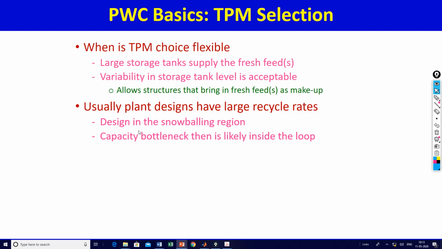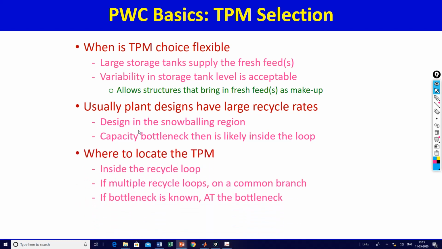Usually plant designs have large recycle rates, so the design will typically be in the snowballing region, and then capacity bottlenecks are likely to be inside the loop. And so where to locate the throughput manipulator? Typically inside the recycle loop if the location is flexible. If there are multiple recycle loops, you locate the TPM on a common branch so that flows in both the recycle loops are regulated. If the bottleneck is known, typically that bottleneck will be in the recycle loop, and when that is the case, you choose your throughput manipulator at the bottleneck.